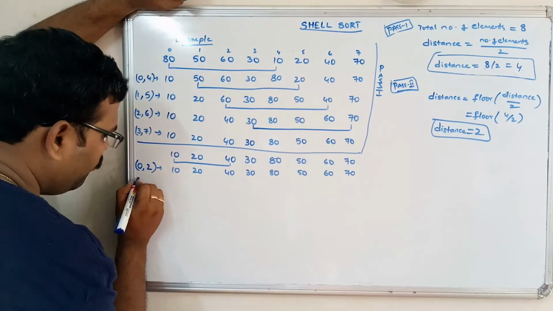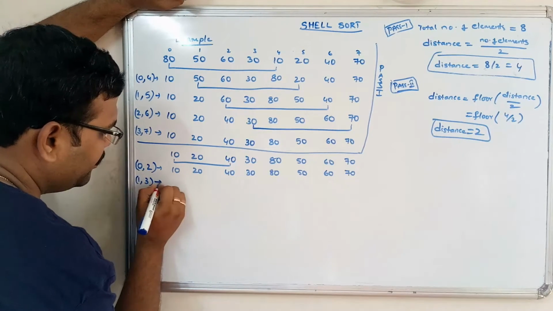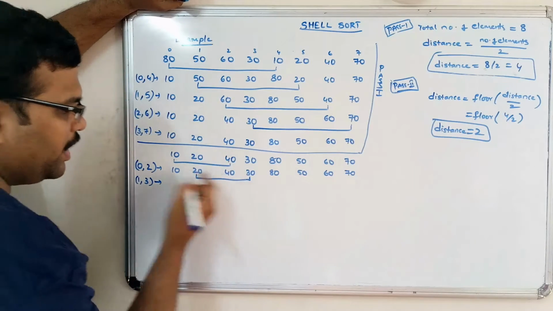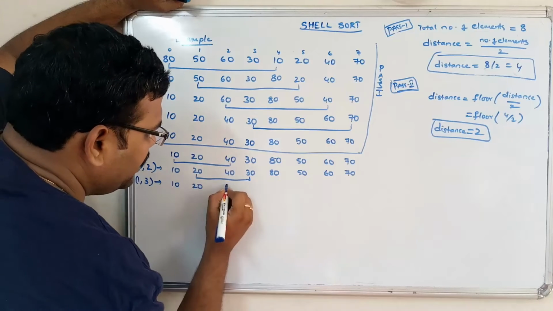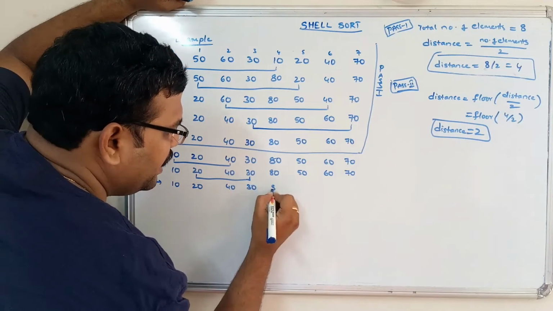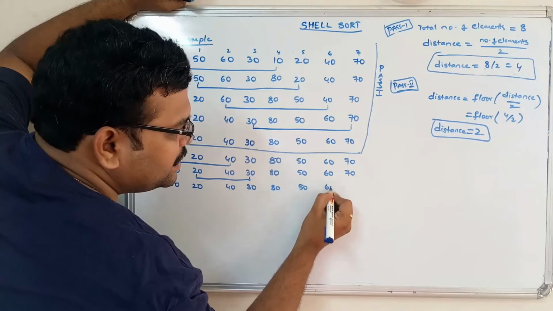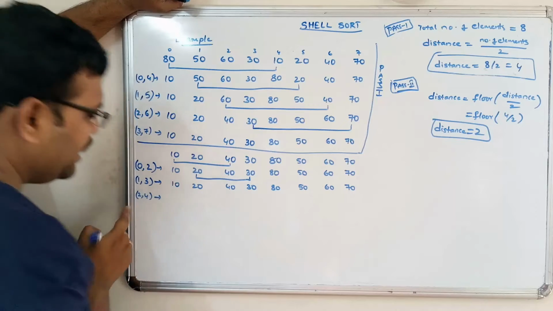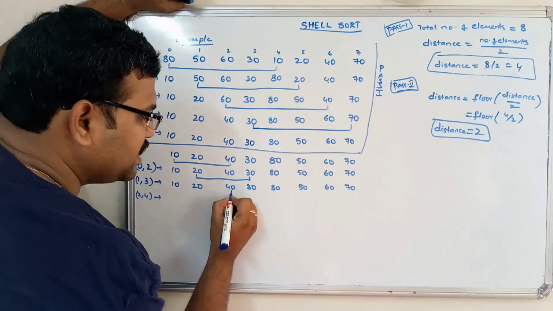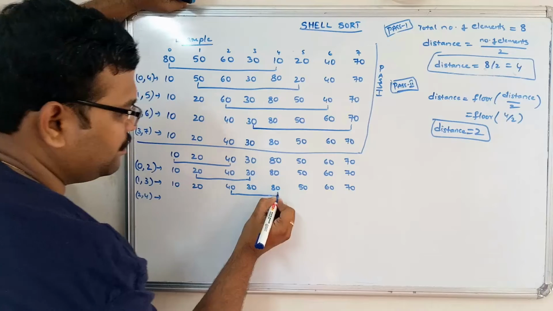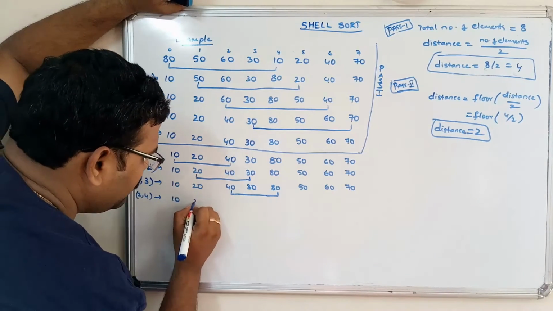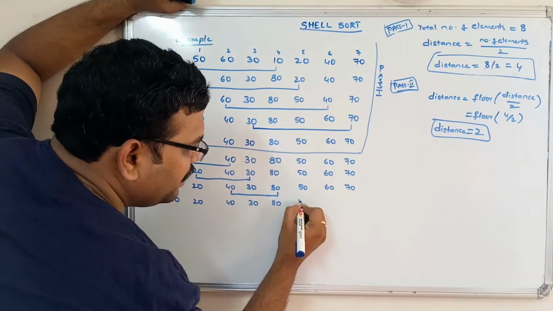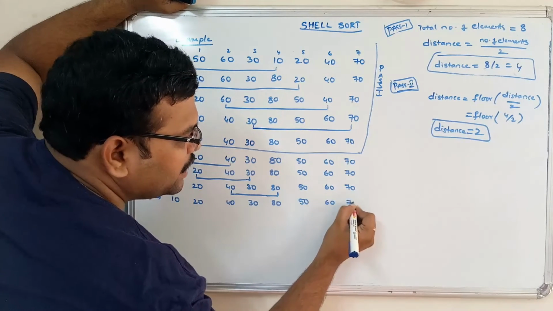Next, 1 is compared with 3. Again they are in sorted order: 10, 20, 40, 30, 80, 50, 60 and 70. Next, 2 is compared with 4. The second element is compared with the fourth, so this is compared with this one. 10, 20, they are in sorted order. 40, 30, 80, 50, 60 and 70.